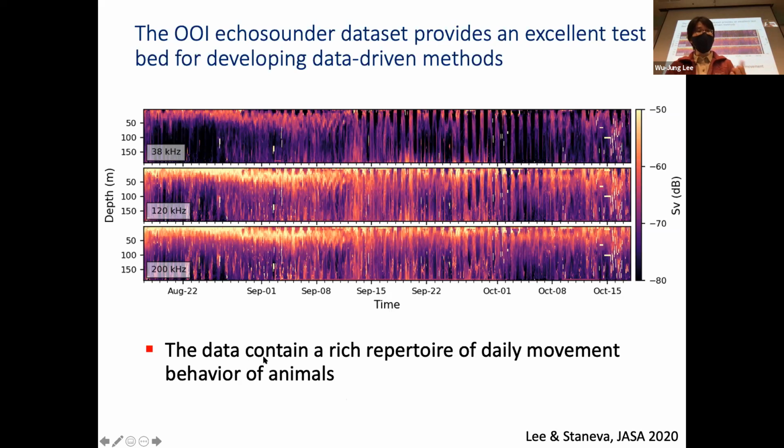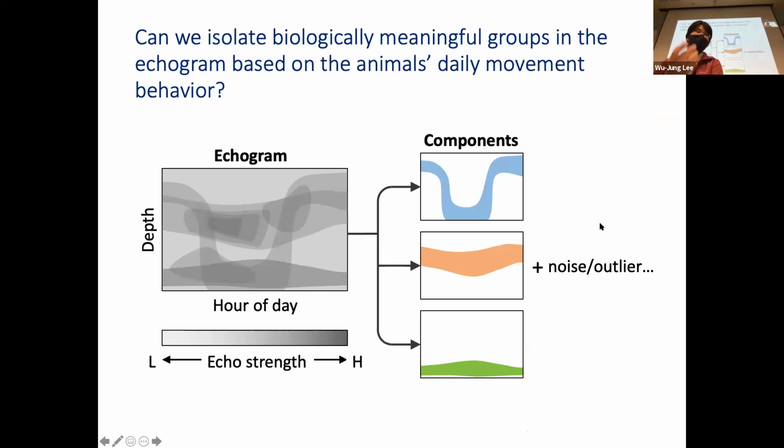And you can see that the data actually contains a rich repertoire of daily movement of animals. So previously, I told you about this diel vertical migration that animals go through. If you look closely, you can actually see it in the data stream. What we wanted to do is to see if we can use matrix decomposition to grab the daily patterns out, right? So if we treat each day of the echogram as a unit, can we then apply methods like matrix decomposition, different classes of methods, to decompose the echogram into multiple components that, when they add up, give you the pattern that you look at across each day? And of course, there are going to be noise and outliers when you add up the components, right?